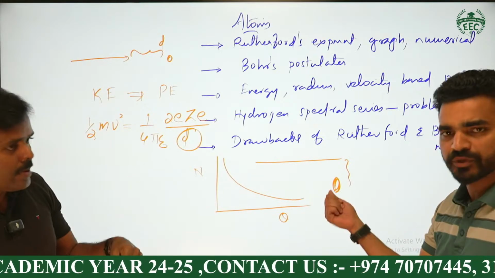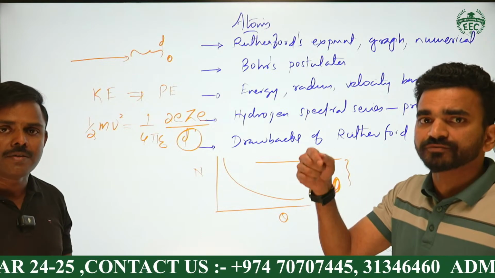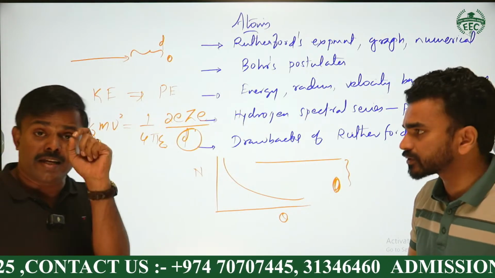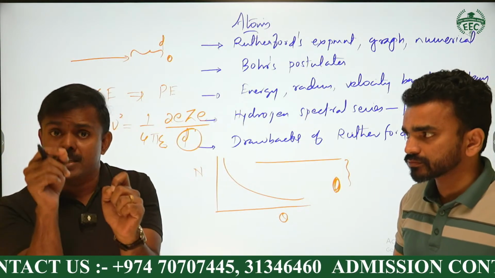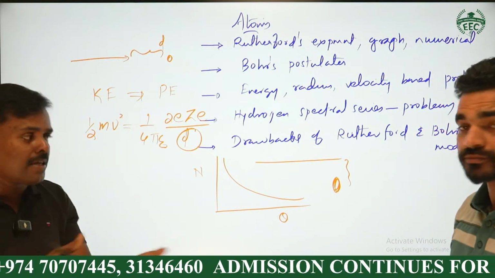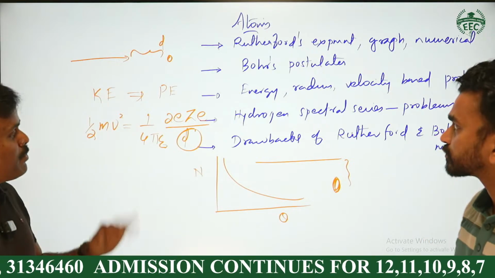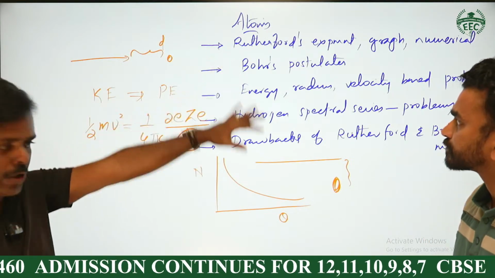So when impact parameter is 0, angle of scattering is 180. When impact parameter is infinity, angle of scattering is 0, right? Yes, there is a statement that the trajectory of the particle is decided by impact parameter. Why? Because the lesser the impact parameter, the more will be the deflection. Yes, then we have Bohr's postulates.